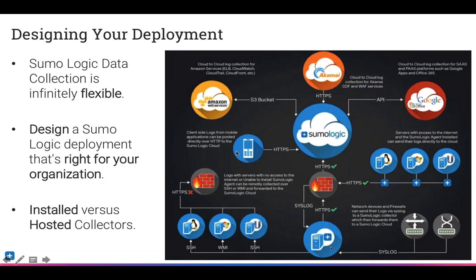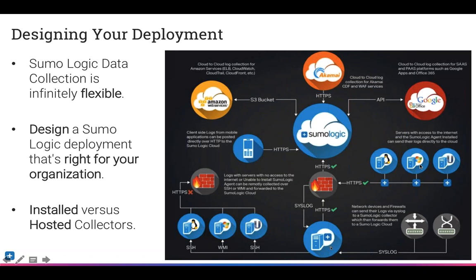So the top examples here, for example, let's take Amazon Web Services. We could do cloud-to-cloud log collection from Amazon for things like ELB, CloudWatch, CloudFront, CloudTrail, bringing data from an S3 bucket, for example. We could also do cloud-to-cloud log collection for things like Akamai CDF. Also, we can get cloud-to-cloud log collection from PaaS platforms and SaaS platforms such as Office 365 or Google through our API. And we can also do client-side logs from mobile applications. This is essentially doing a post directly over HTTP to the Sumo Logic Cloud.